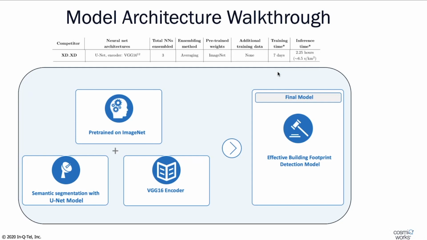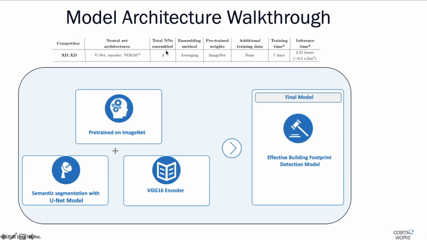The UNet model was actually originally made for medical imagery and utilizes a technique known as upsampling instead of pooling, as is used with convolutional neural networks. So UNet consists of an encoder, a latent space, and a decoder. So XDXD basically replaced the encoder with another top performing encoder known as VGG16.